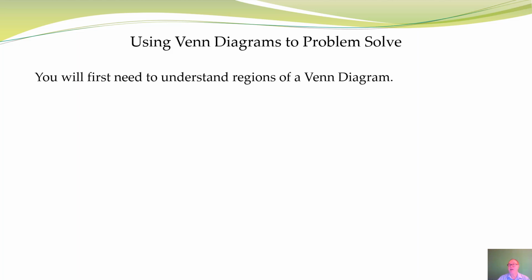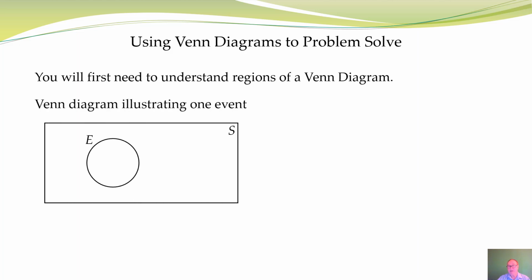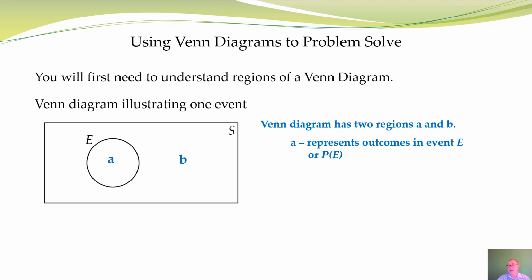Now, using Venn diagrams to problem solve, you will first need to understand regions of a Venn diagram. If you had a Venn diagram illustrating one event, it's going to split into two regions, A and B. A is in event E and B is in the complement of E. So A represents the outcomes in event E or the probability of E. You could write it either as the event outcomes or the probability. B represents the outcomes not in event E or the probability of E complement.